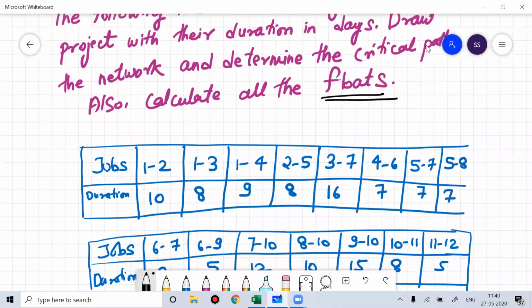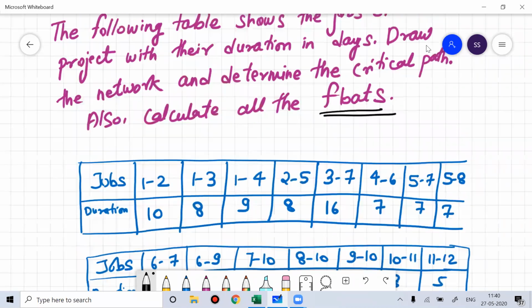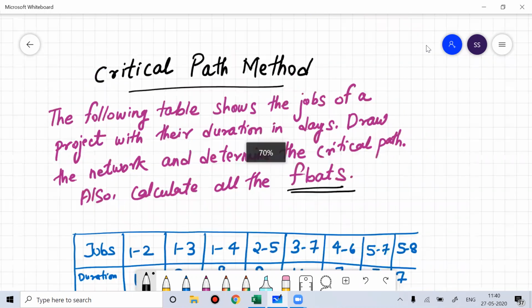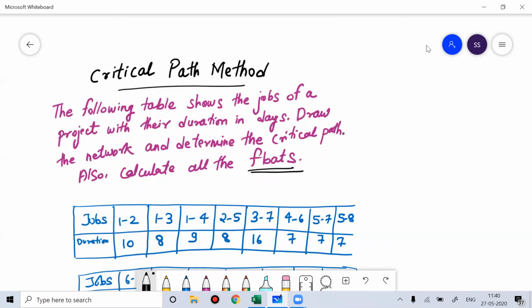So this is the question, and the data is given to you. Let me read the question. I believe you can write down this question by that time. The following table gives the jobs of a project with their duration in days. Draw the network and determine the critical path. Also calculate all the floats.